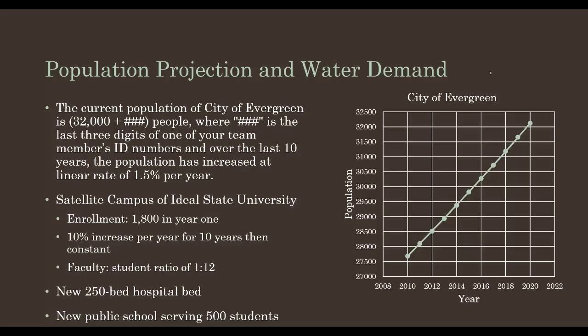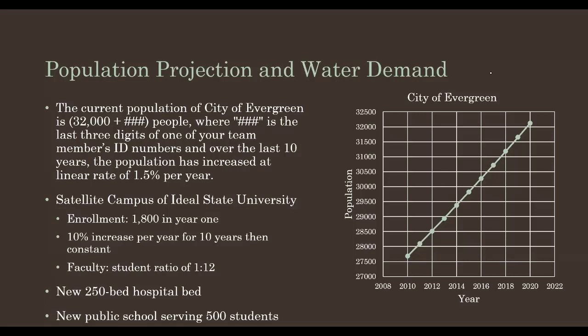So that while the population is increased at a rate of 1.5% per year, now all of a sudden you're building this campus, and I want you to think about how that would impact your population growth. Is it going to be at 1.5%? Or are they going to have to hire more faculty and more staff? What does that mean in terms of the population growth?